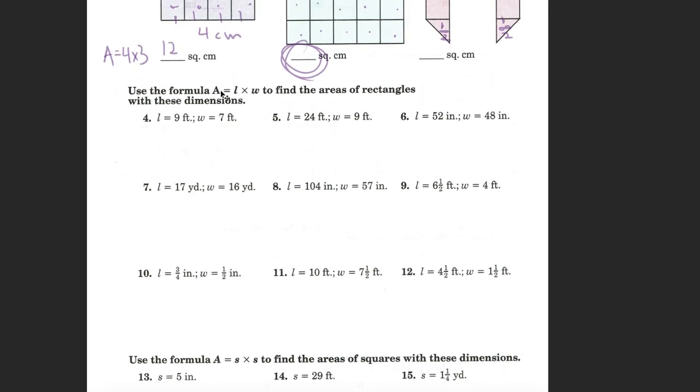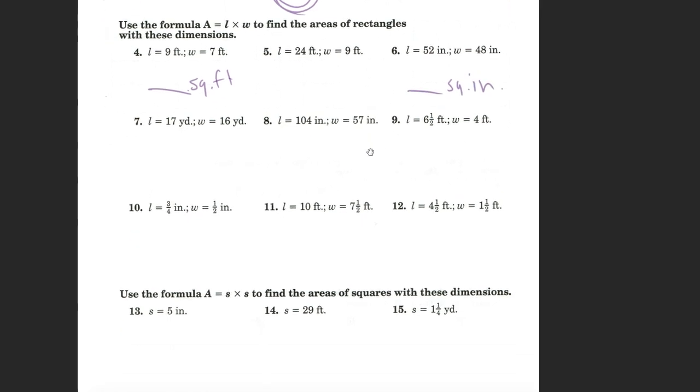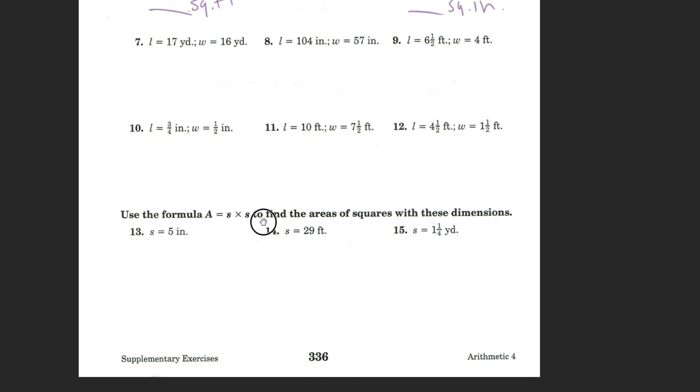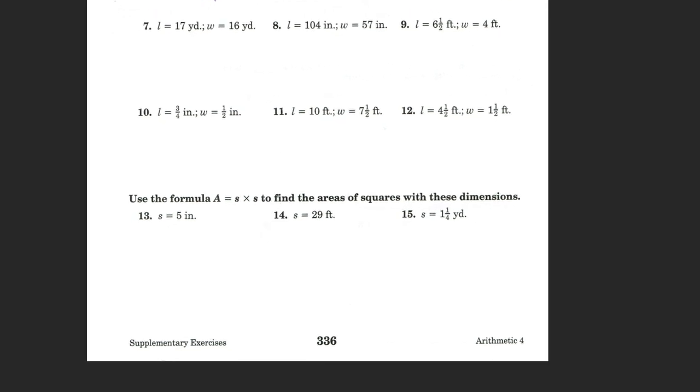All right, use the formula area equals length times width to find the areas of rectangles with these dimensions. Very straightforward, but just remember you need to do it in square units, so square feet in the case of number 4, and number 6 is square inches. Now use the formula area equals s times s to find the areas of squares with these dimensions. If s equals 5 inches, area equals s times s, so 5 times 5, which means area equals 25 square inches.